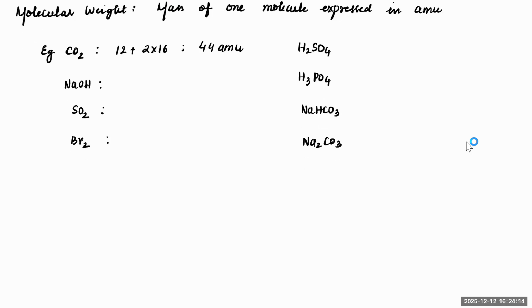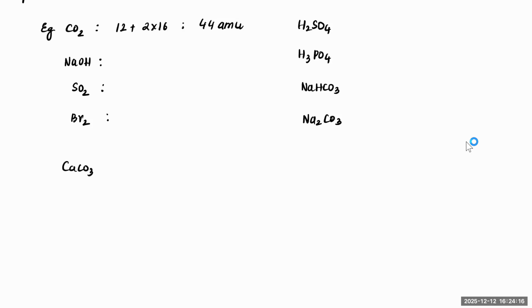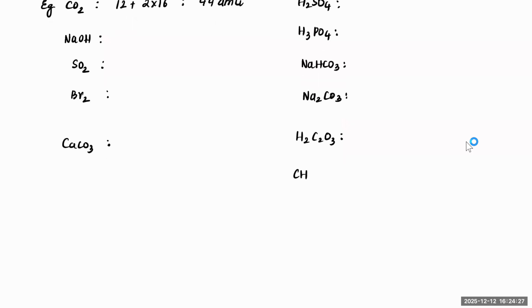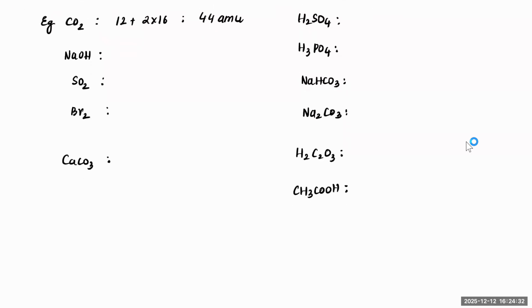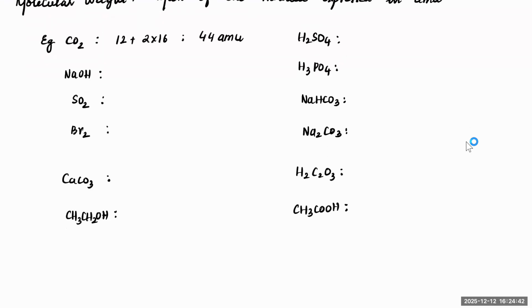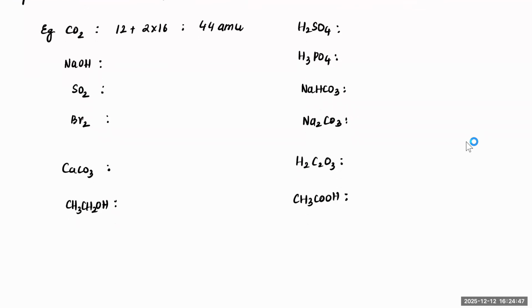Na2CO3, calcium carbonate, H2CO3, which is oxalic acid, CH3COOH, which is acetic acid, CH3CH2OH, ethanol. Generally, alcohol means this is the first reference that should come to your mind. That means we are talking about ethanol. Okay, right. Let us quickly calculate together.